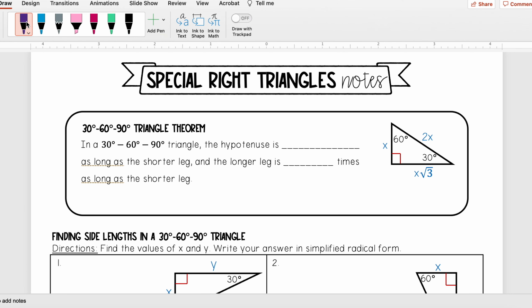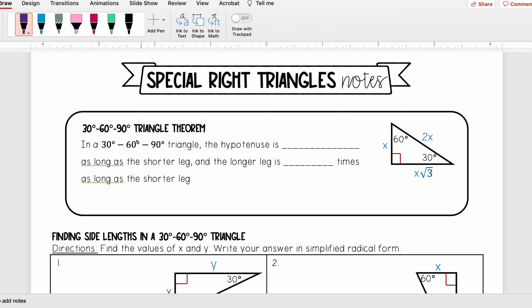Hello everyone. Today we'll be talking about special right triangles. So we have some special right triangles in the angle measures that they have in there. And the first one we're going to talk about is a 30, 60, 90 degree triangle.